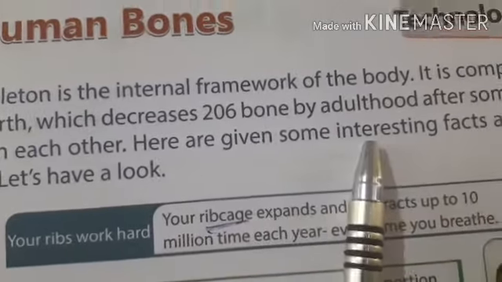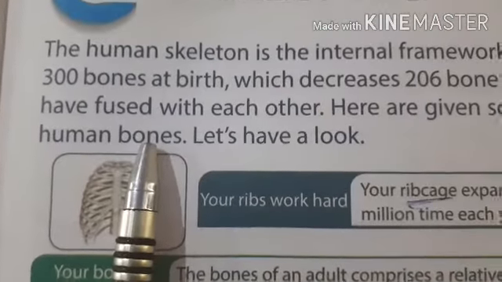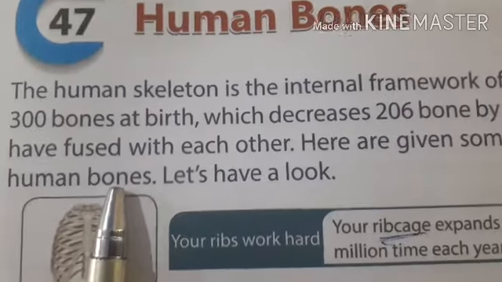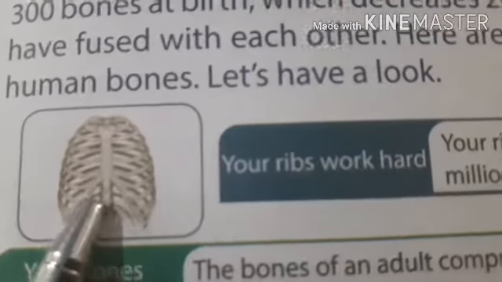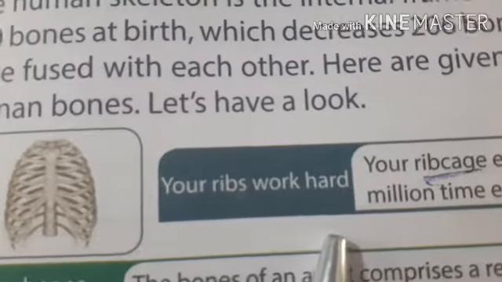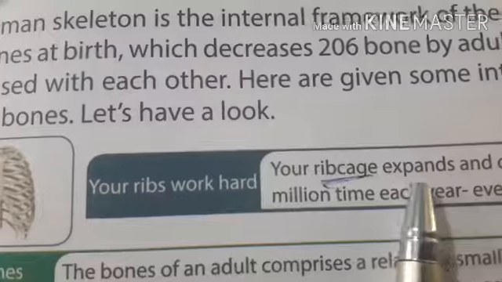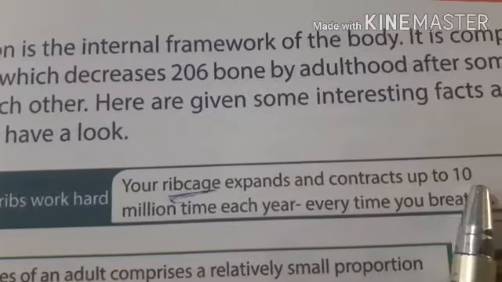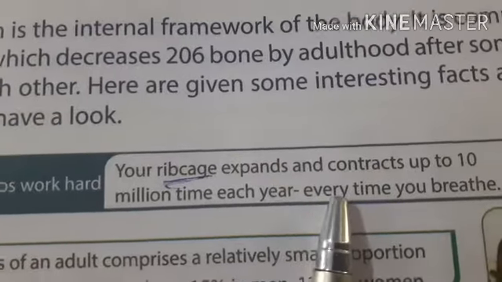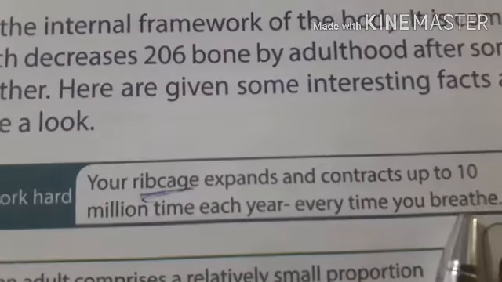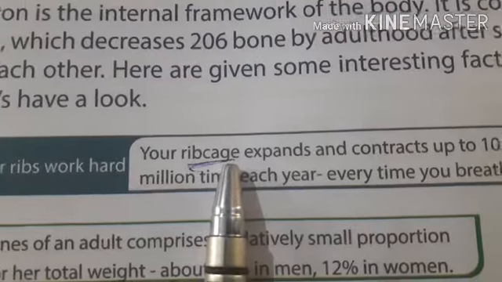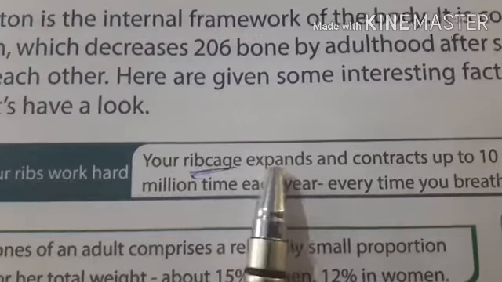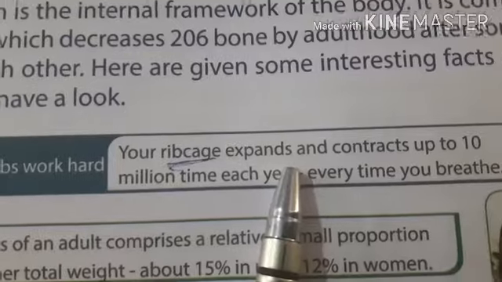Here are given some interesting facts about the human bones. So we will study some interesting facts about the human bones. So look at the first picture. Your ribs work hard. Your rib cage expands and contracts up to 10 million times each year every time you breathe. It means rib cage means the outermost part of our chest. It expands and contracts whenever we breathe.